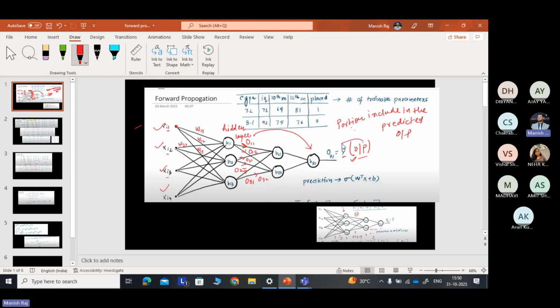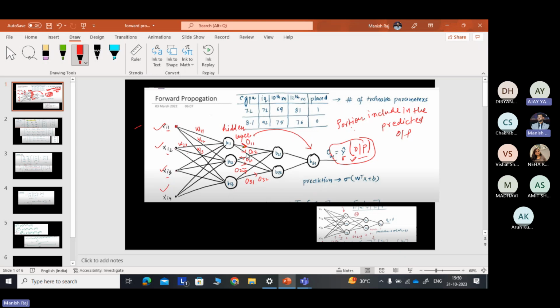Predicted output, this one. You can't calculate how much portion of this input will be given to this output. You can't predict this part. Okay, कि इसका कितना portion यहाँ पे जाएगा, you can't predict. Maybe इसका ज्यादा portion जाए, कम portion जाए, whatever. So that's why we can say this is the hidden layer.